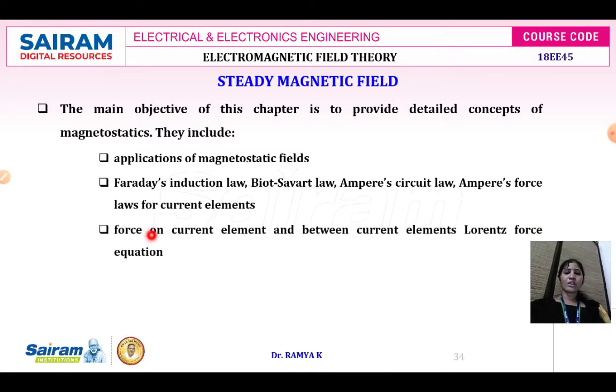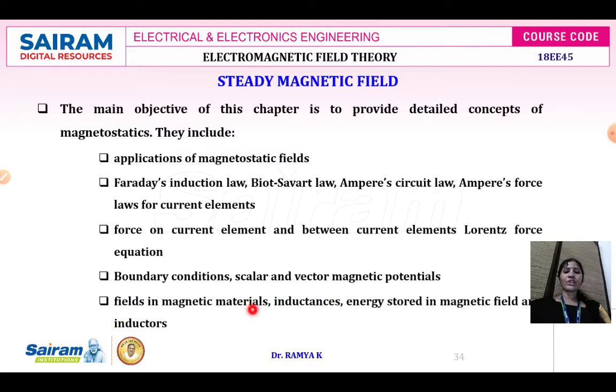Next, force on current element and between current elements, Lorentz force equation. This we will see in the next chapter. Then boundary conditions, what is meant by scalar magnetic potential, vector magnetic potential, what is meant by inductance, what is the energy stored. So all these concepts will be included under magnetostatics.